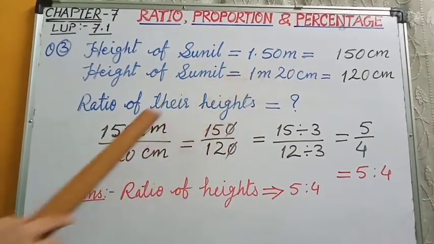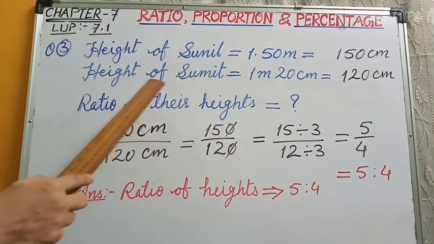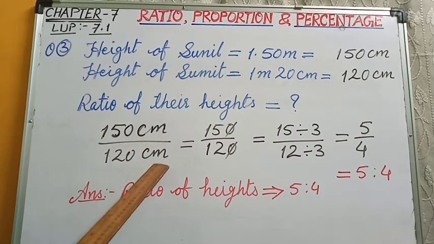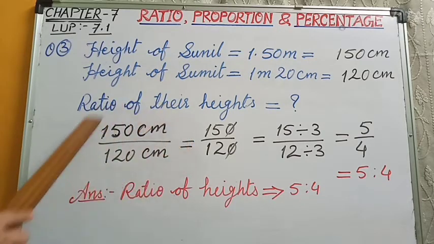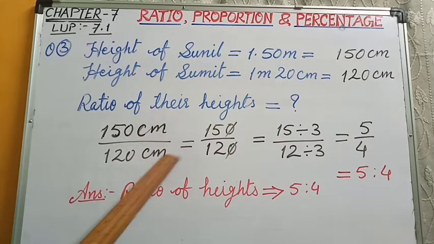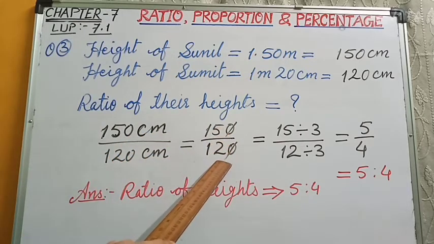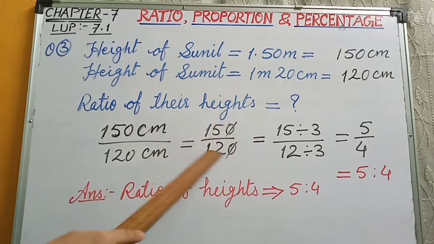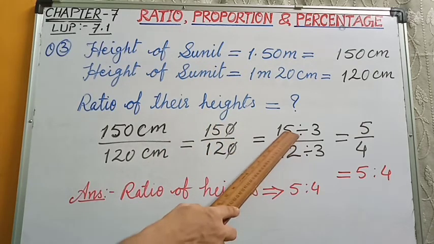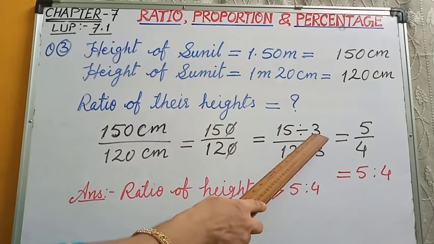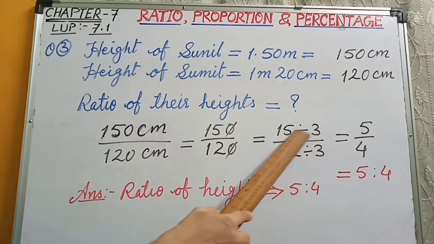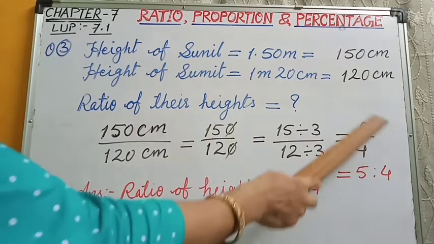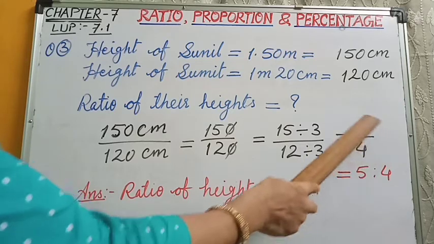So the ratio between Sunil's height to Sumit's height is 150 centimeter by 120 centimeter. While writing a ratio we have to avoid units. So we will write 150 by 120. Zeros can be cancelled. 15 by 12 can be simplified as 15 and 12 are divisible by 3. So 15 divided by 3 is 5 and 12 divided by 3 is 4. So we will get 5 by 4. This is the simplest form.